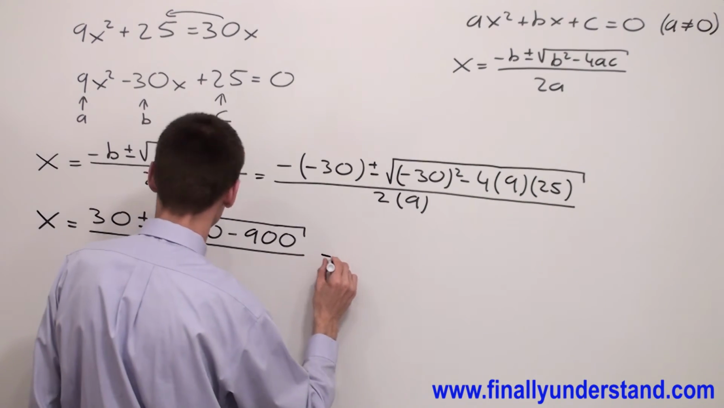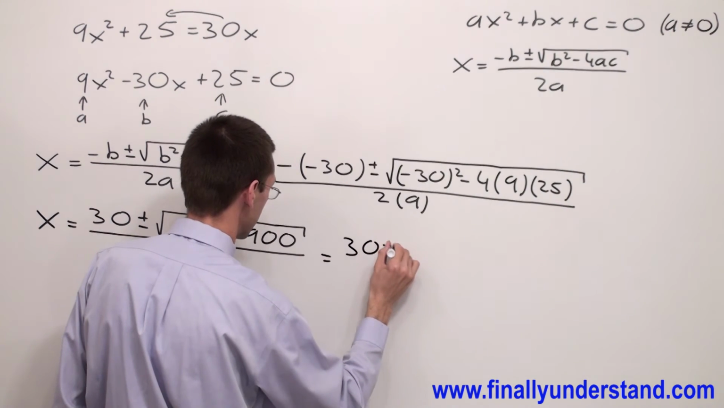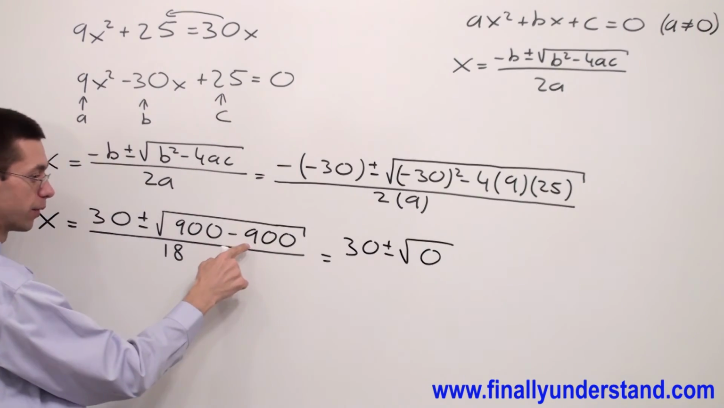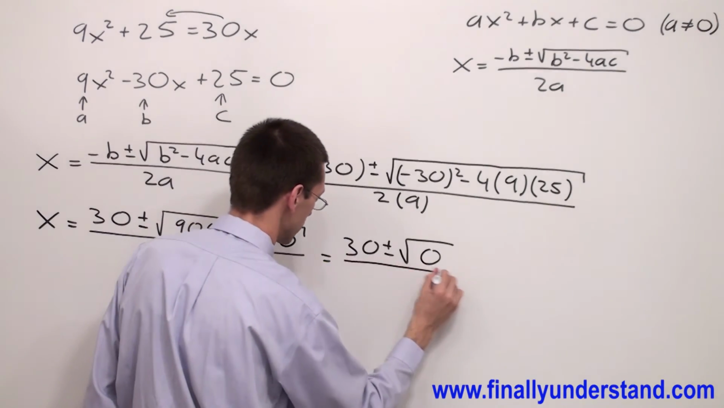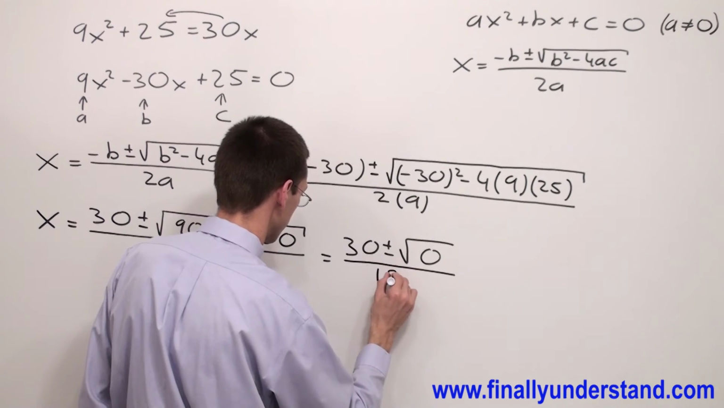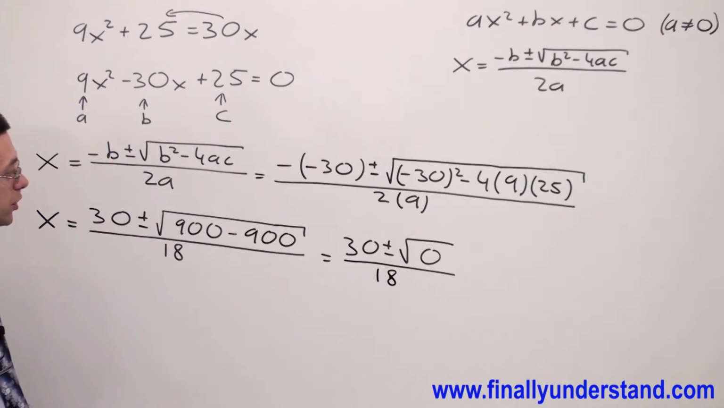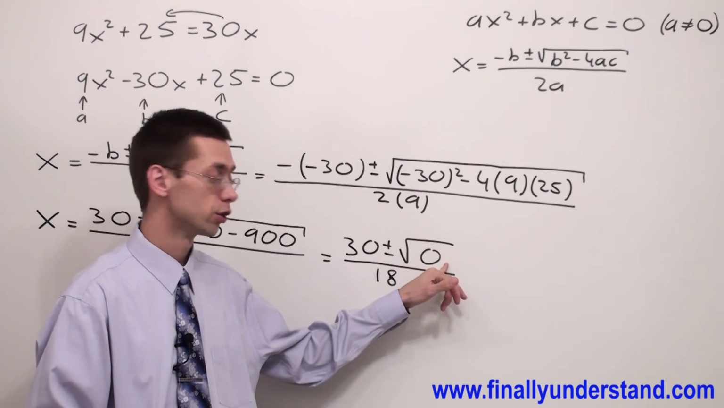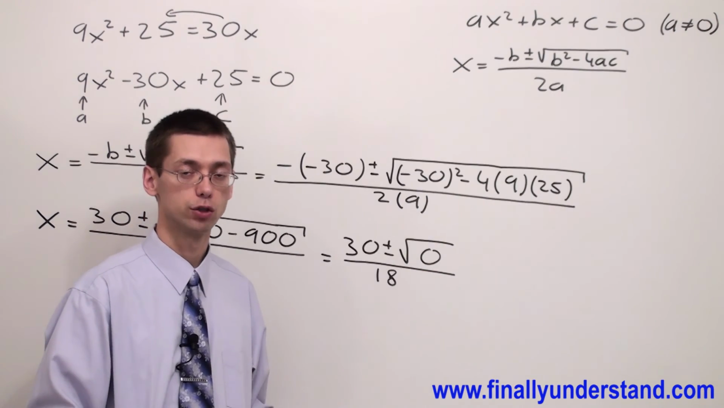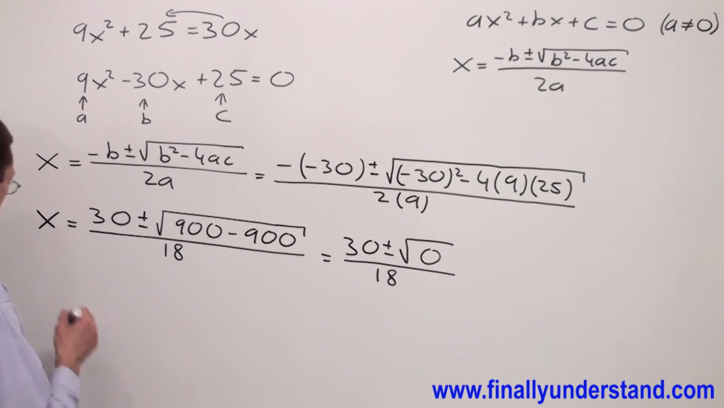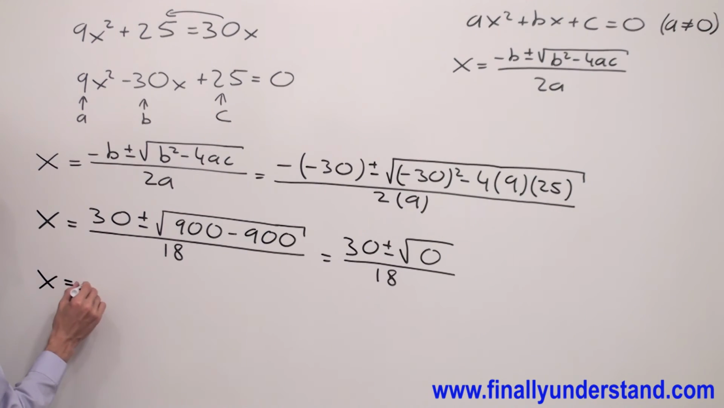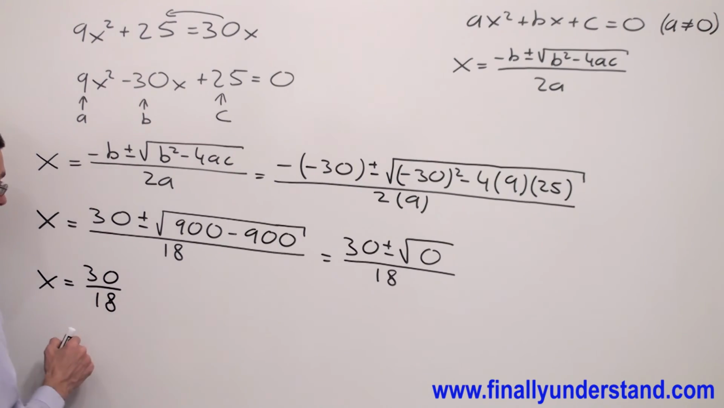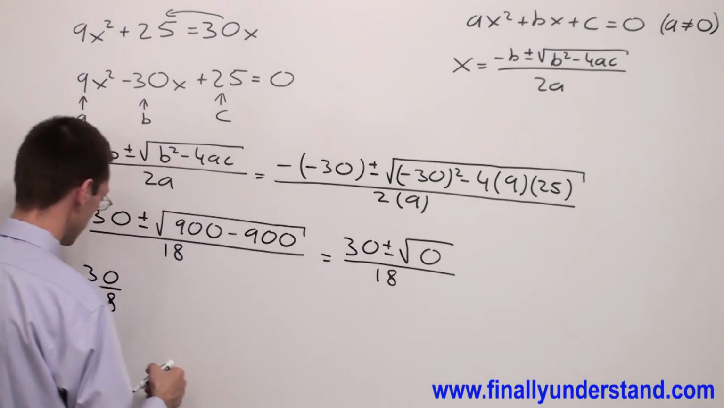This is equal to 30 plus minus square root of 0, because 900 minus 900 is equal to 0, over 18. Please notice that the discriminant has a value equal to 0. So it means that we are going to have only one solution. Okay, so I have x equals 30 over 18, because the square root of 0 is equal to 0.